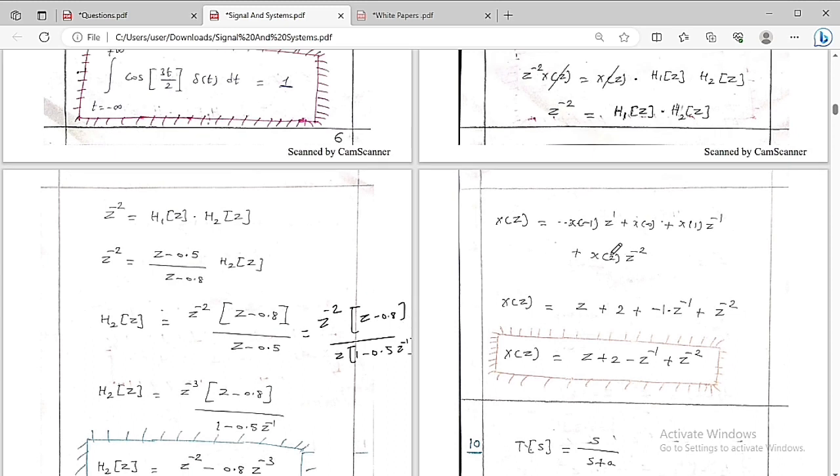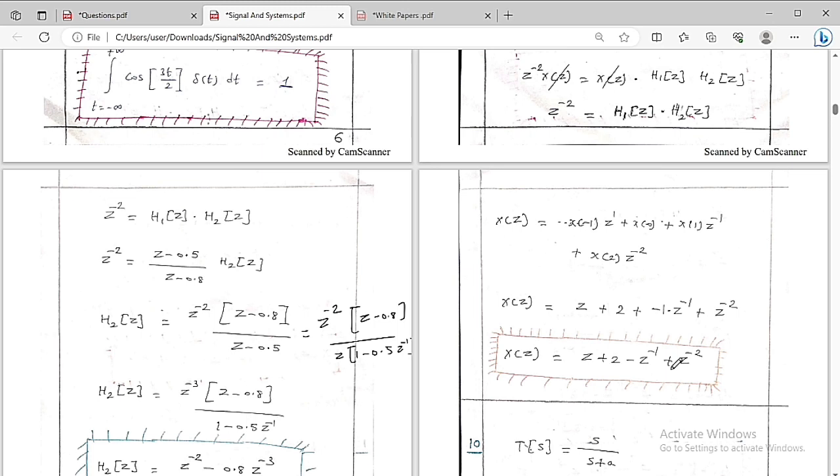x(-1) is nothing but 1, and x(0) is nothing but 2, and x(1) is nothing but minus 1, and x(2) is nothing but 1. I have substituted it and I have got z plus 2, minus 1 into z to the power of minus 1, plus z to the power of minus 2. So this is the X(z) that I am going to get: z plus 2 minus z to the power of minus 1 plus z to the power of minus 2.